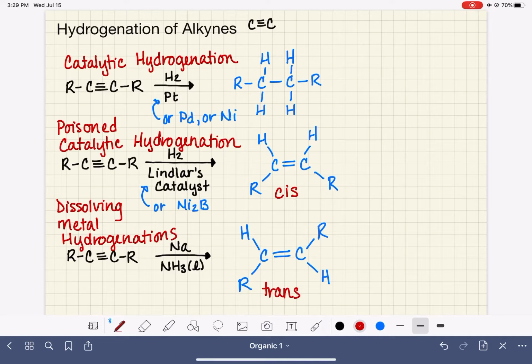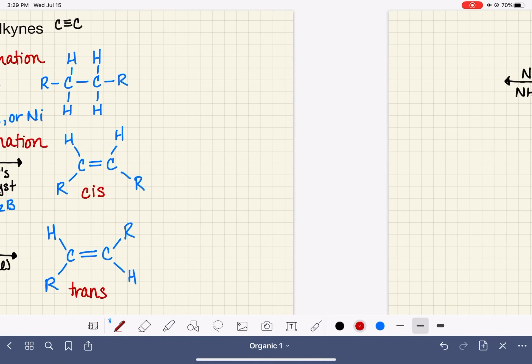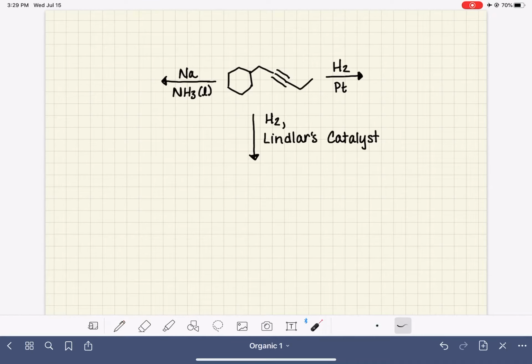Let's look at all 3 of these different hydrogenation reactions applied to a single alkyne. So here we have this alkyne, and we've got 3 different ways in which this alkyne can be hydrogenated. Let's start with the catalytic hydrogenation first. And remember, even though the reaction implies that there's only 1 molecule of hydrogen gas involved, we know that, in fact, this reduction is going to go all the way down to an alkane.